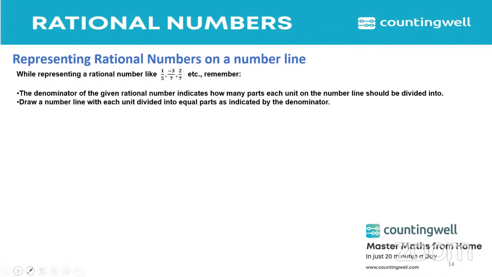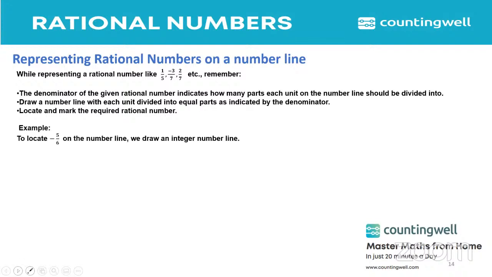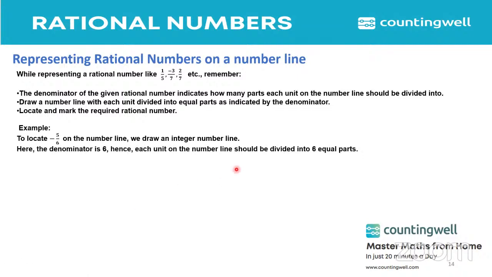Then we have to draw a number line and divide each unit into equal parts as indicated by the denominator. Next, we have to locate and mark the required rational number. For example, if you want to locate minus 5 by 6 on a number line, we will first draw the integer number line. Note that the denominator is 6 here, so we divide each unit on the line into 6 equal parts.